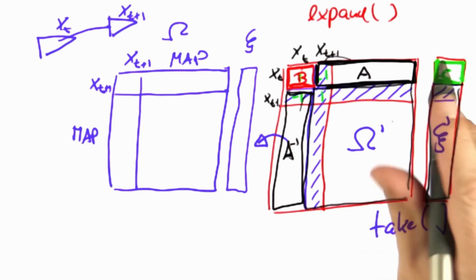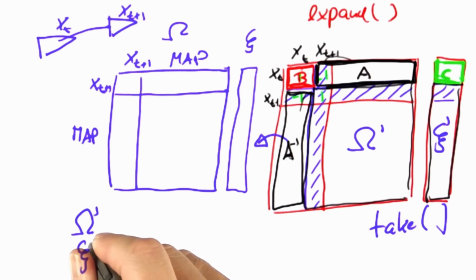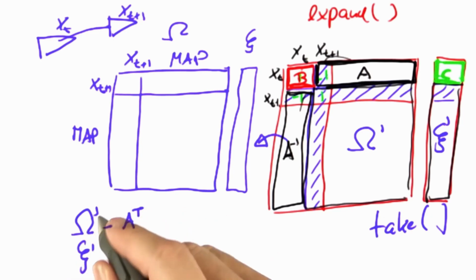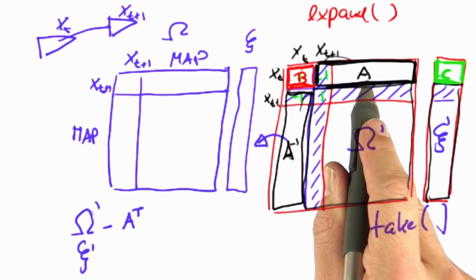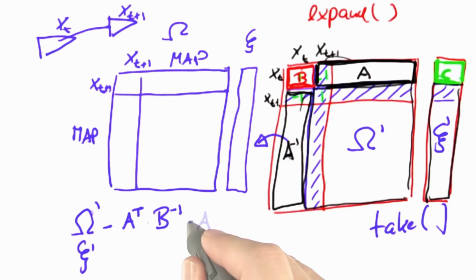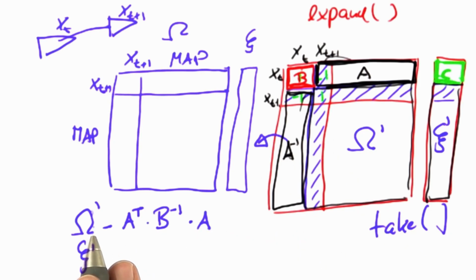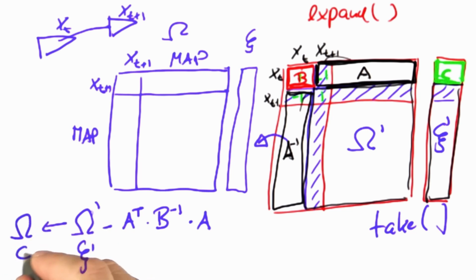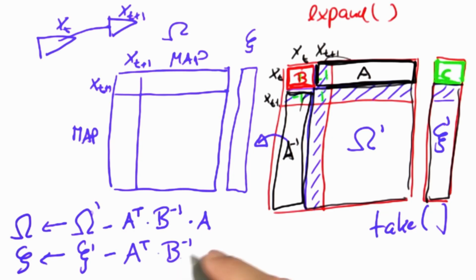And then we modify omega prime and c prime with the following piece of math. We subtract from omega prime A transpose times B to the minus 1, the inverse, times A. If you implement this correctly, this gives you a matrix of the same size as omega prime, and that's what you subtract to arrive at our reduced omega. Similarly, you do the same for c. You subtract from c prime A transpose times B to the minus 1 times C.